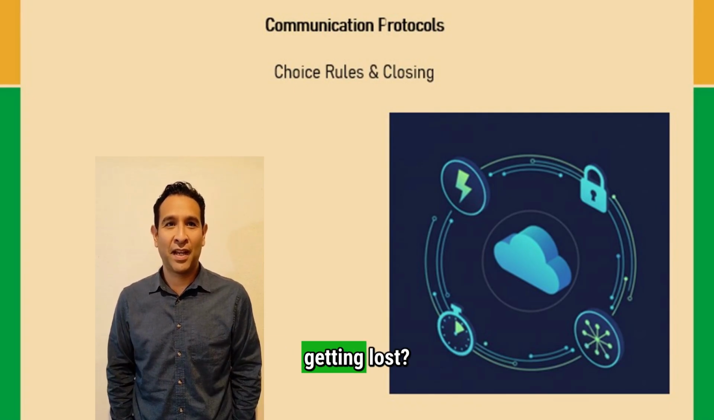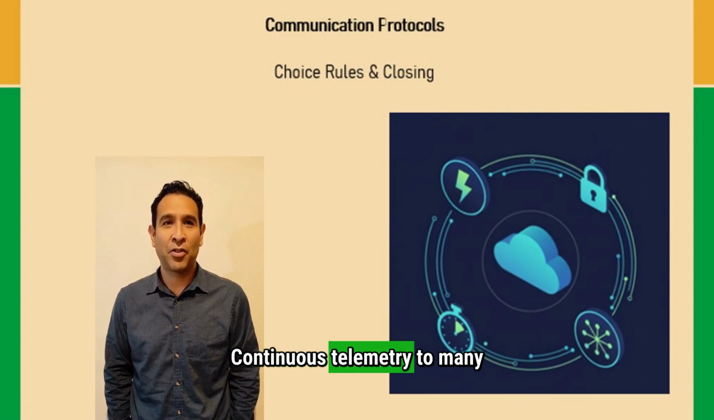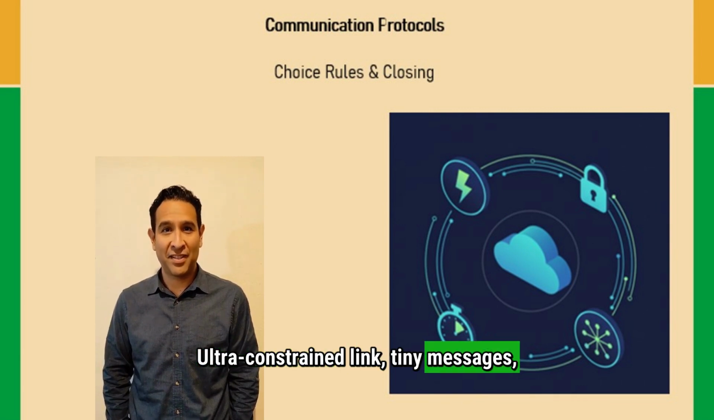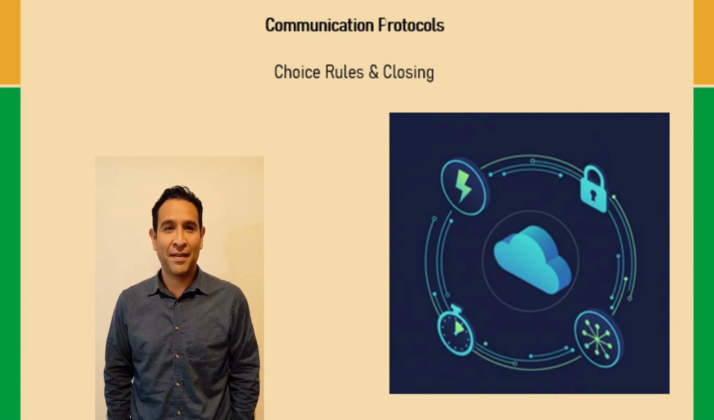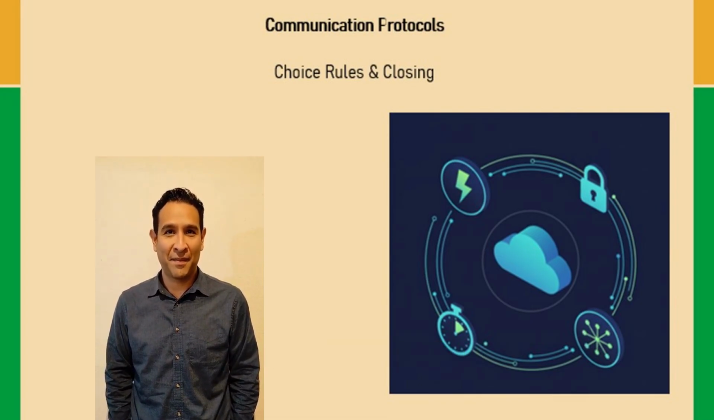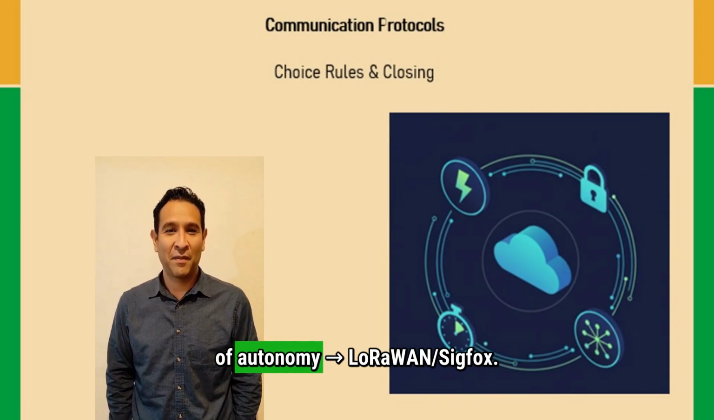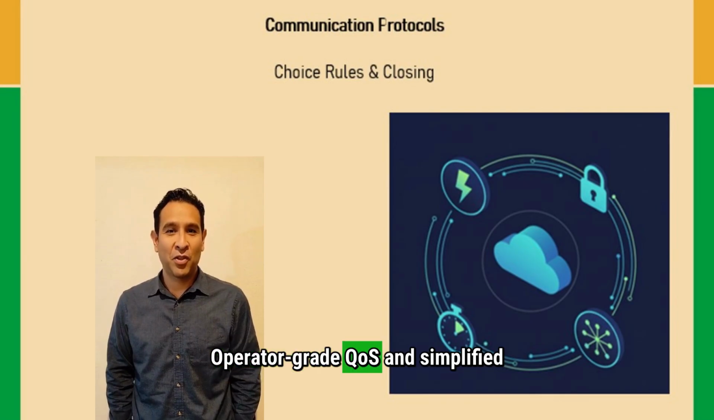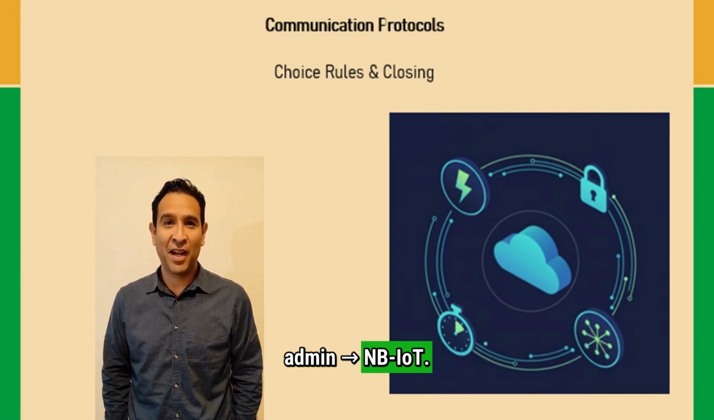How to choose without getting lost. Continuous telemetry to many: MQTT. Ultra-constrained link, tiny messages, battery first: CoAP. Management, APIs, updates: HTTPS. Massive coverage and years of autonomy: LoRaWAN/Sigfox. Operator-grade QoS and simplified admin: NB-IoT.